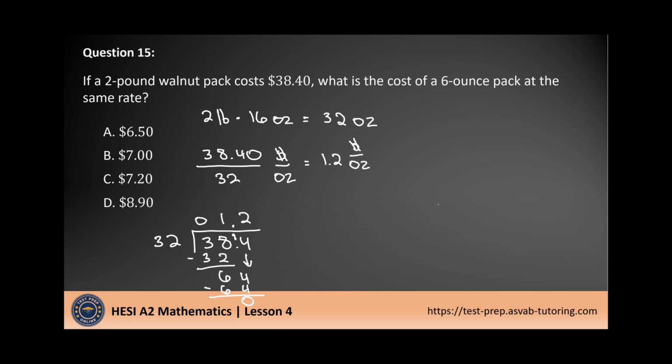We're asking what the cost is of a 6-ounce pack, so we're going to do 1.2 times 6. 1.2 times 6, we can just think of this as 12 times 6, which is 72. And then we have one number to the right of the decimal, so our answer is going to move one place to the left of the decimal. So our answer is $7.20.